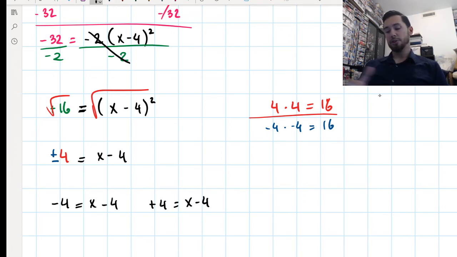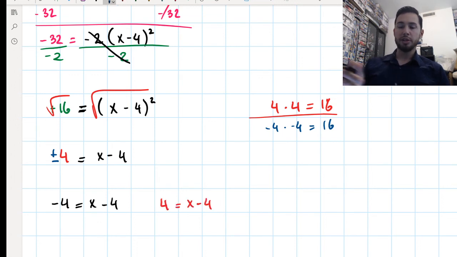And then I'm just going to solve for both of them. Now these are two separate things, so let me do it in different colors. So negative 4 is equal to x minus 4, and positive 4 is equal to x minus 4. Now this always at the very end becomes a one or two step equation. In this case it's just one. I need to get rid of this negative 4, and in order to do that I need the opposite. So I'm going to write positive 4, positive 4.